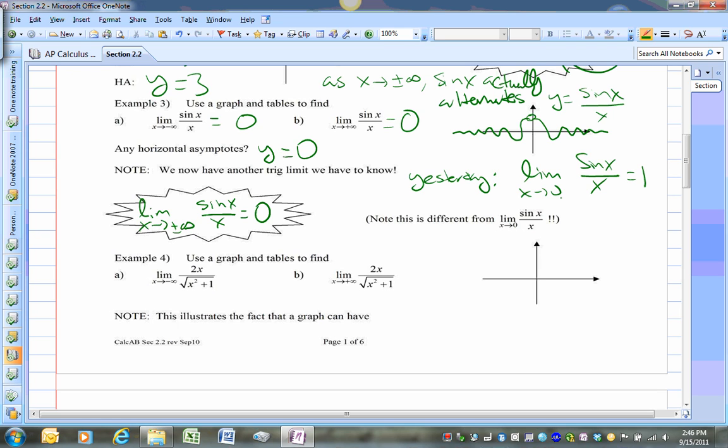But remember, we talked about this yesterday. It's different than when x approaches 0. That's 1. But if x approaches plus or minus infinity, it's 0. And just understand what's happening to sine when you're making x really big, or, in the case from yesterday, what's happening to sine when x gets close to 0.